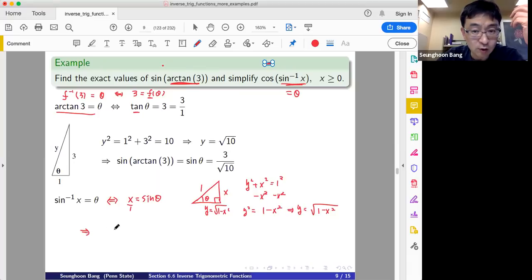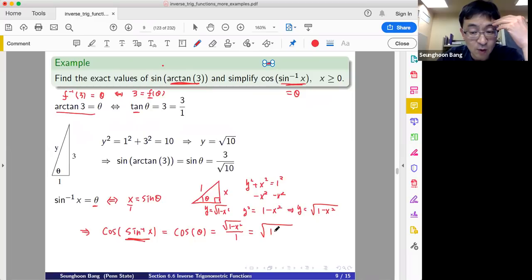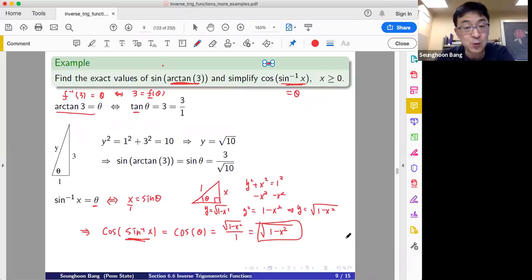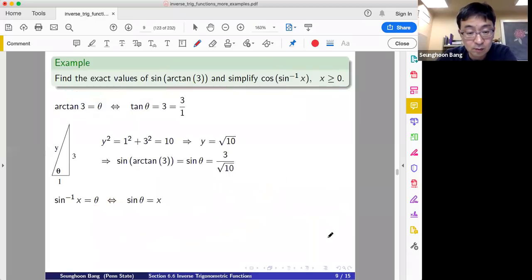So we are going back to the original problem: cosine of inverse sine of x. How can you do that? You can change it to the angle theta: inverse sine of x is theta. So what's cosine theta? Cosine theta is adjacent over hypotenuse. The adjacent is the square root of 1 minus x squared over 1. Exactly, the square root of 1 minus x squared. That's it. This is the whole idea for solving the second problem.